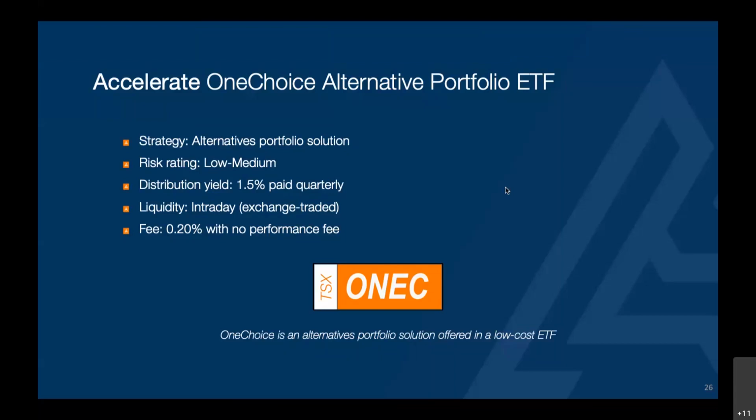Another question: already on your RBTF, how much overlap would 1C have? Was it 10%? Yes, the Accelerate Arbitrage Fund is approximately 10% of the current OneChoice allocation, so there is a bit of overlap there.